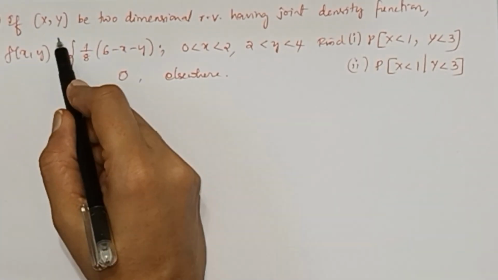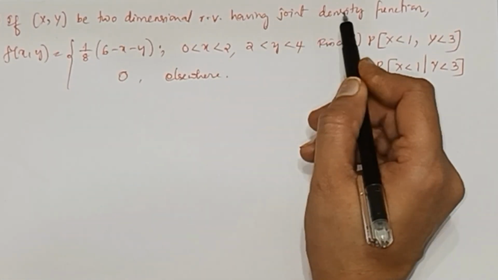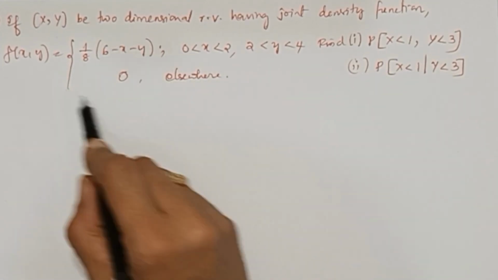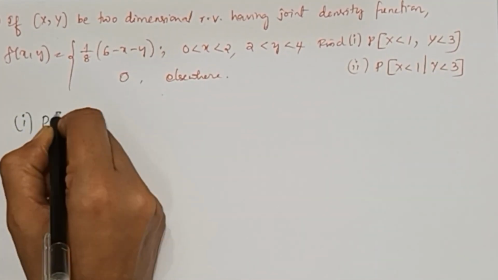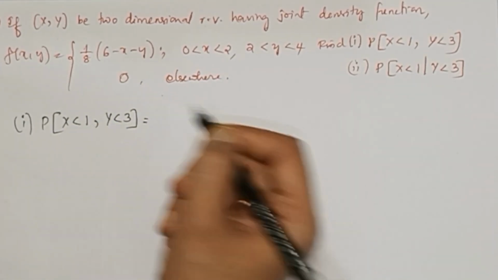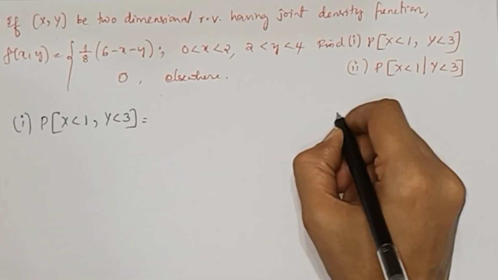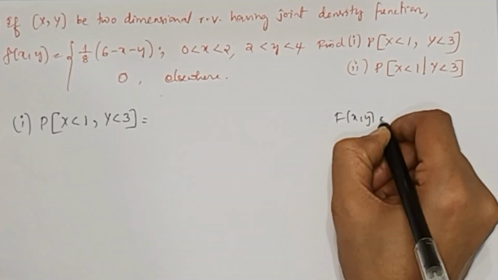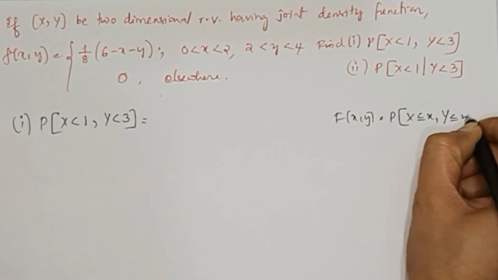See here, one more question. X comma y be two-dimensional random variables having joint density function. This is the given function. You have to find, first one, P of x less than 1, comma y less than 3. So as per the definition of distribution function, F of x comma y equal to probability of x less than or equal to x, y less than or equal to y.